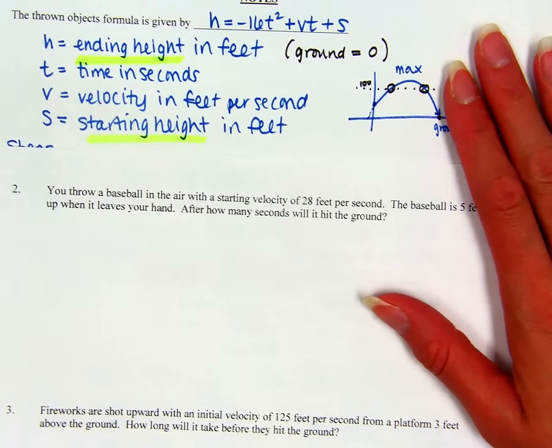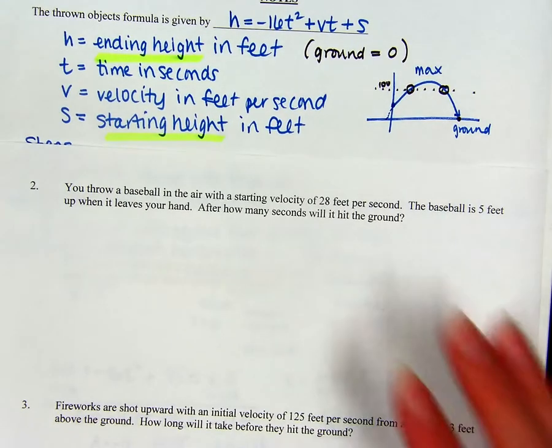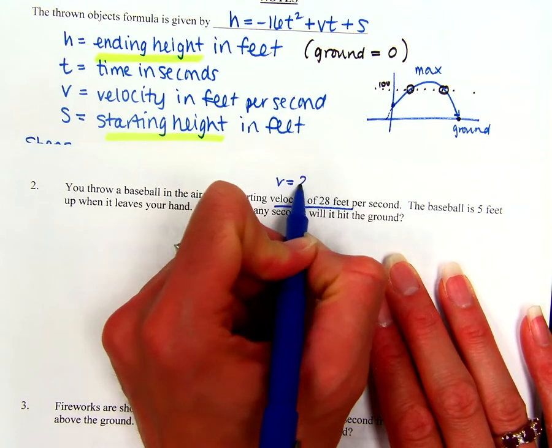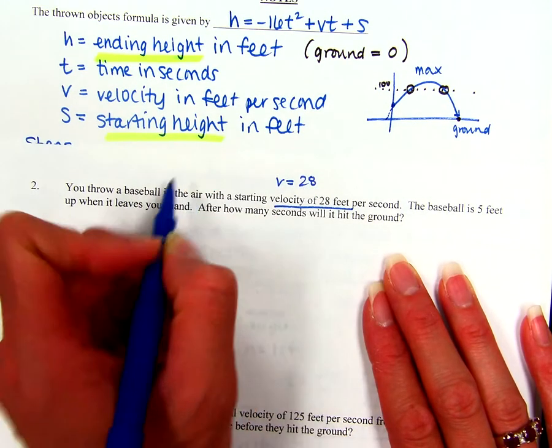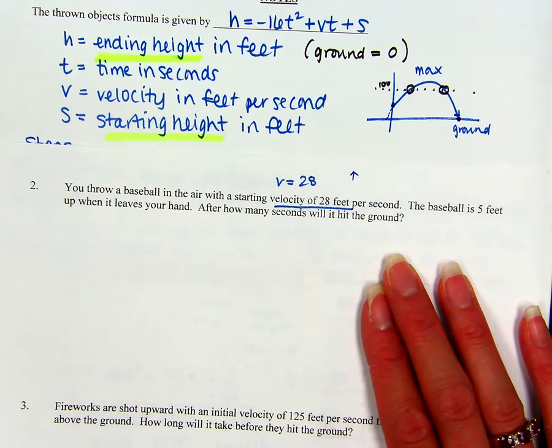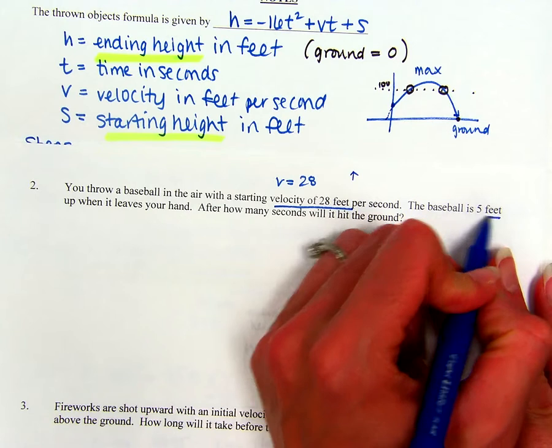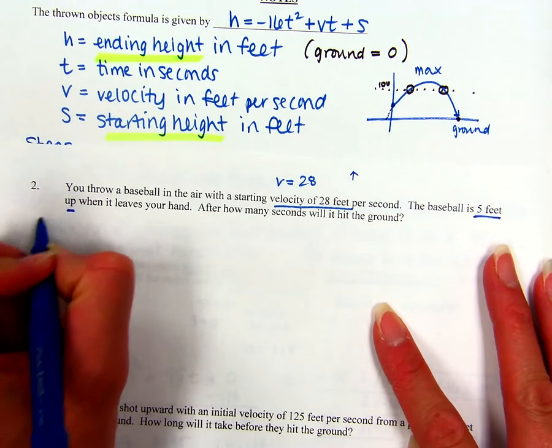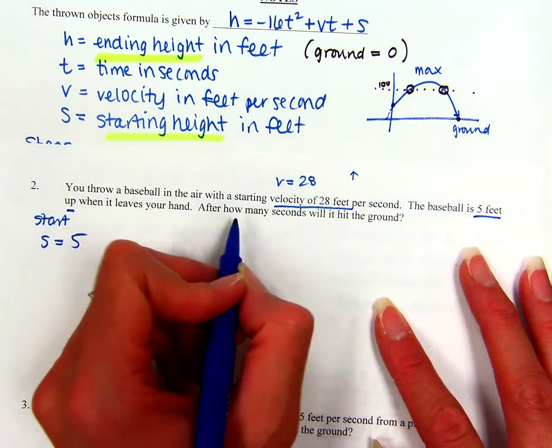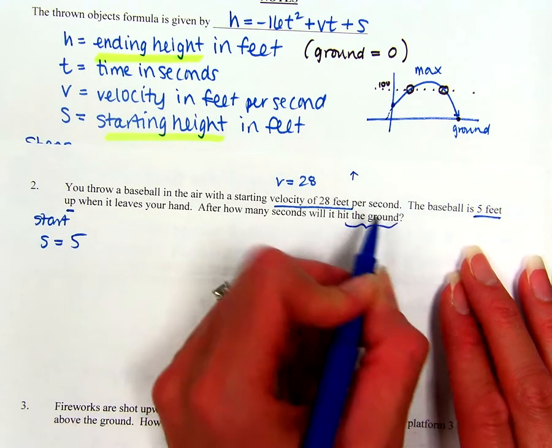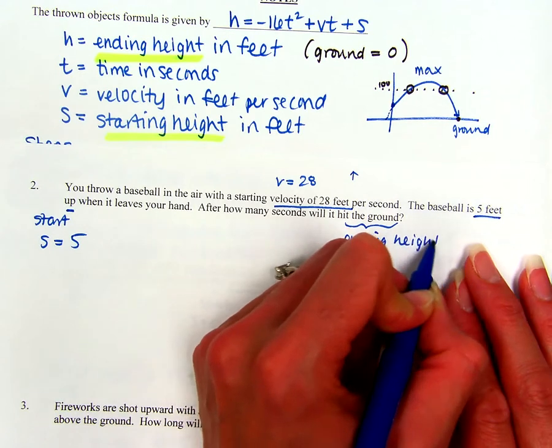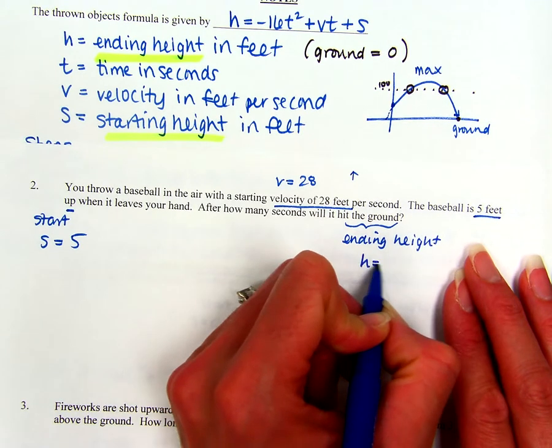So we're going to set up the same exact way. This one says you throw a baseball in the air with a starting velocity, so v equals 28. It even says you throw the ball in the air, so we can assume that it's going upward, so it's positive. The baseball is 5 feet up when it leaves your hand. So this is where it starts, so s equals 5. After how many seconds will it hit the ground? This is your ending height. Well, the height of the ground is 0 feet, so h equals 0.